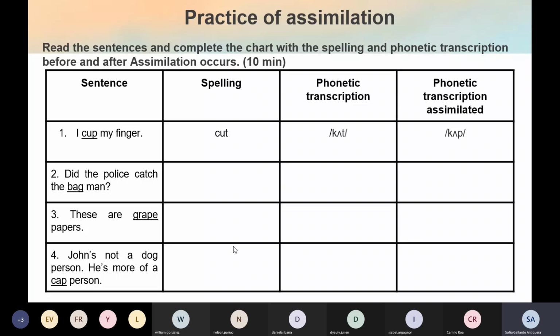I cannot write it, but it is in the chat box, so you can all check the answer, and I will continue to try to write because I need to write, but it's not working. Any last volunteer for number 4?